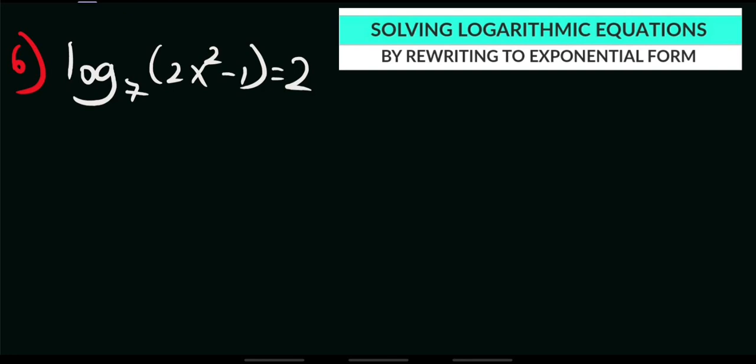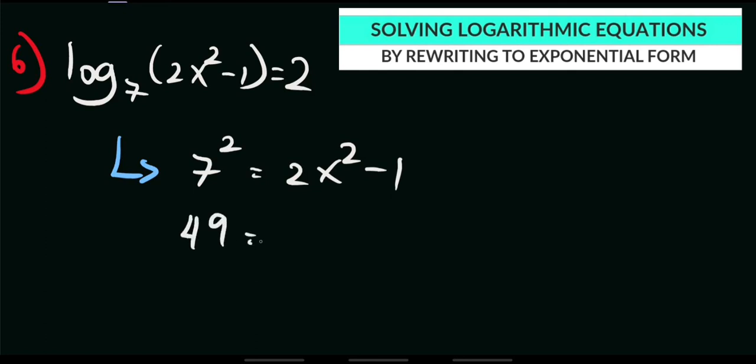So let's transform this. Again, copy the value of our base. Our base is 7, right? So that is raised to the value of 2, and that is equal to 2x squared minus 1. Again, let's simplify. Since we have 7 squared, that is equal to 49, equal to 2x squared minus 1.